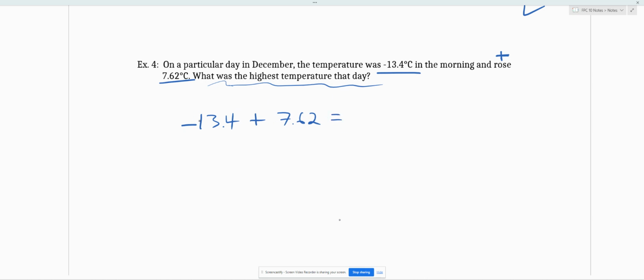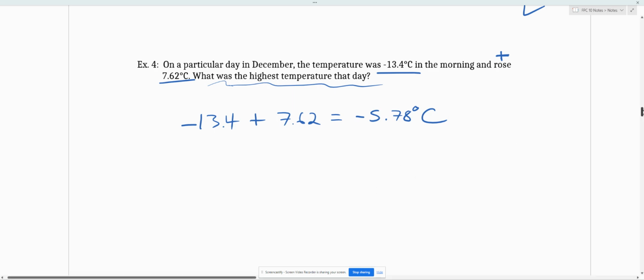Use your calculator, enter it in as a negative, and overall we're still going to be negative, right? It's still cold. It's negative 13 and it only rose up 7.62 degrees. So overall, the highest temperature is negative 5.78 degrees Celsius. Word problems, do not forget your units for context.